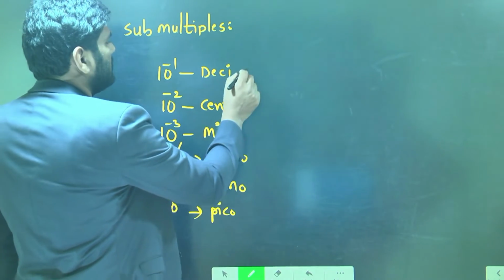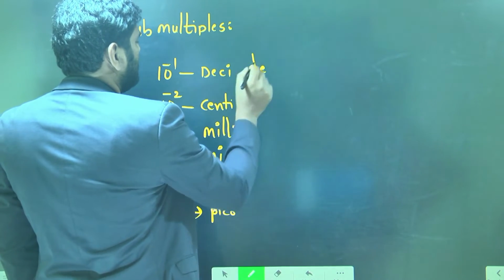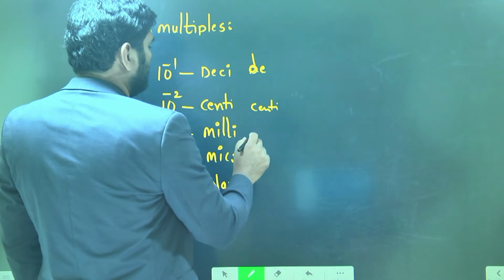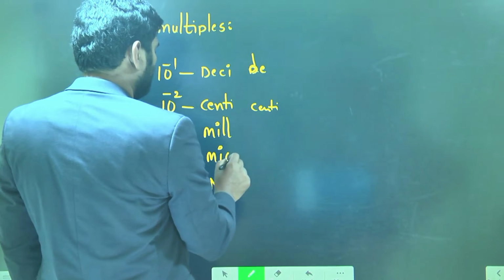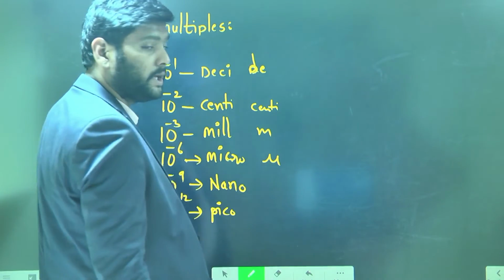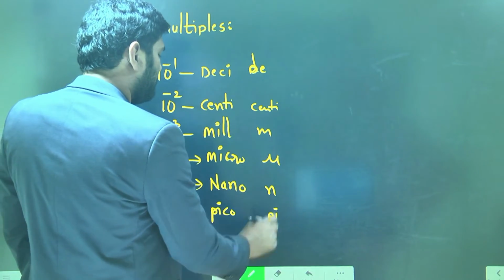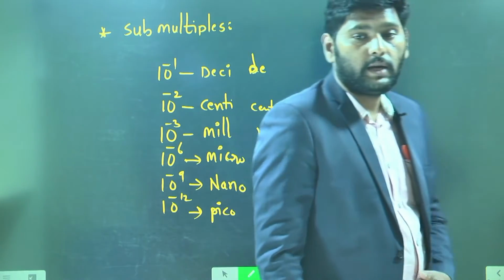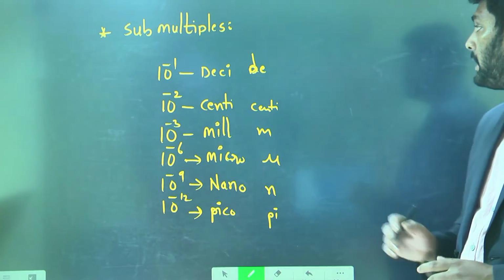Here we have the names. This is called deci. Next, this is called centi. This is called milli, and small m represents it. This is represented with micro, mu. This is represented with n. This is represented with p. So this is the way we use the symbols for submultiples. Let's see some examples.